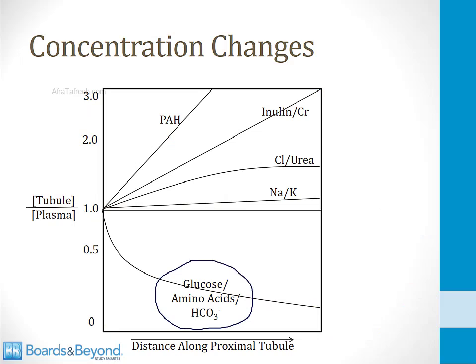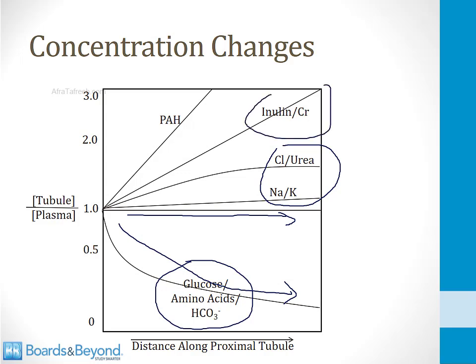So glucose, amino acids, and bicarb, they are actively reabsorbed by the proximal tubule. So their concentration falls relative to plasma as shown in this bottom line here. If the reabsorption of a solute were exactly equal to water, it would just be a flat line at 1.0. And you can see that chloride, urea, sodium, and potassium are relatively close to that line. They stay pretty close to the straight 1.0 line if there were no concentration change.